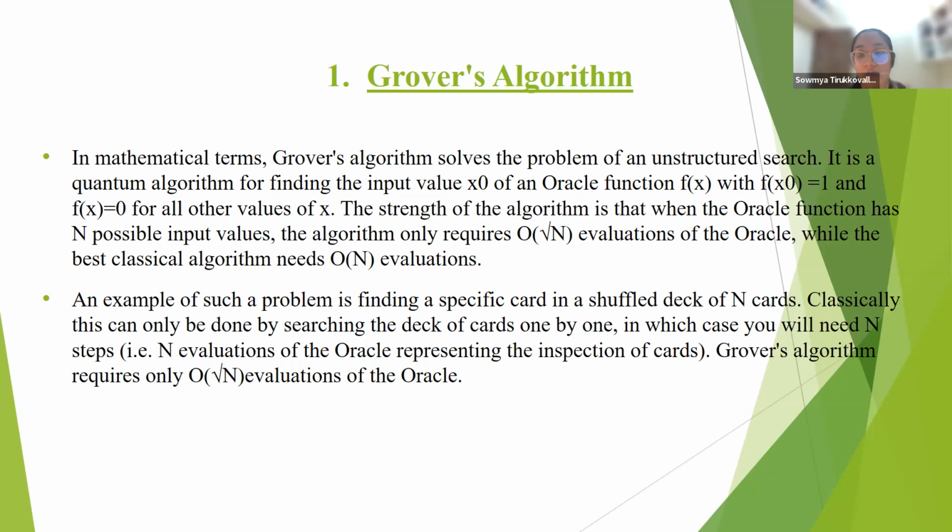The strength of the algorithm is that when the oracle function has n possible input values, the algorithm only requires order of square root of n evaluations of the oracle, while the best classical algorithm needs order of n evaluations. An example of this would be the problem of finding a specific card in a shuffled deck of n cards. Classically, you have to search each and every card one by one to find that specific card, so you would need n steps to find it. Whereas Grover's algorithm requires only order of square root of n evaluations of the oracle.